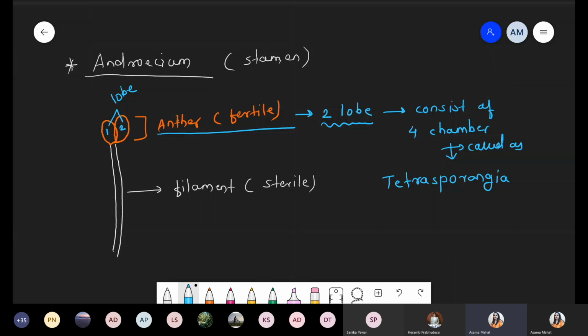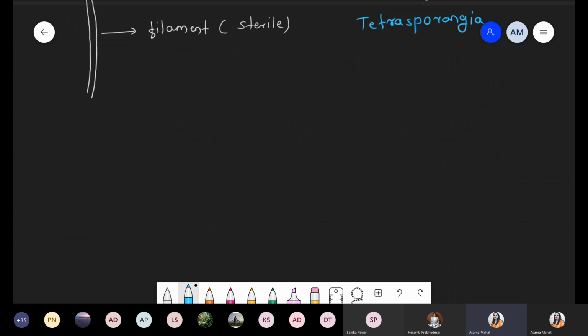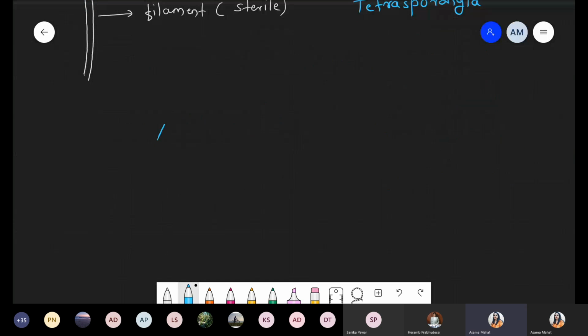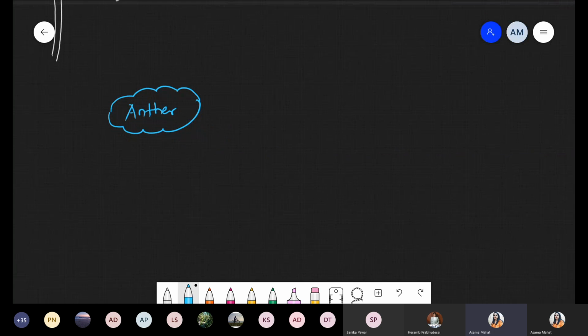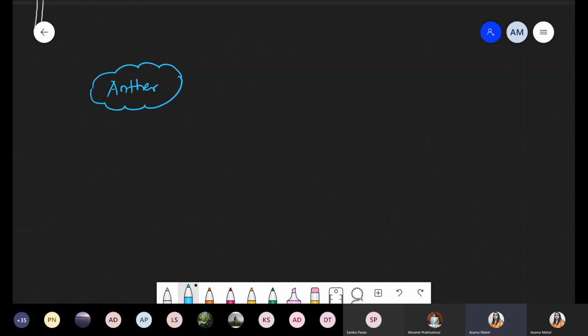Okay, good. So now we are talking about the part of the androecium, and we have to focus on the anther. We just discussed the anther: basically it has two lobes and four chambers. So how is the structure ideally? Actually this is a 12th class topic, we will see it in 12th. But right now I am just giving a simple scenario. What is the meaning of tetrasporangia?